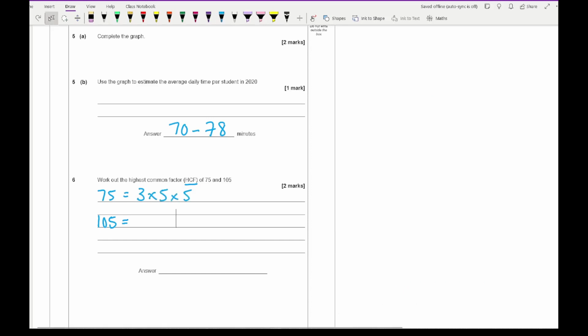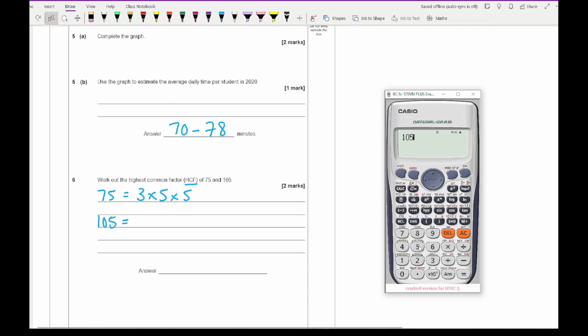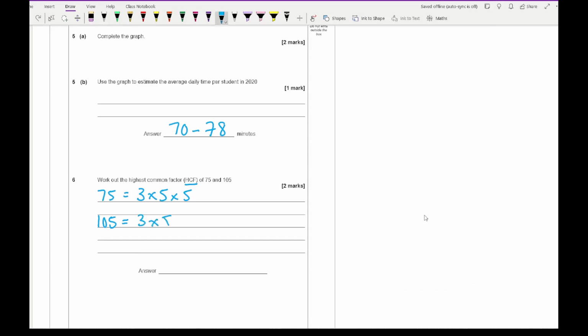And if I do the same with 105, press equals, then shift and fact, so that's 3 times 5 times 7. And you will be expected to write the numbers as a product of their primes, and so just circling the common numbers. So 3 times 5, which is 15.